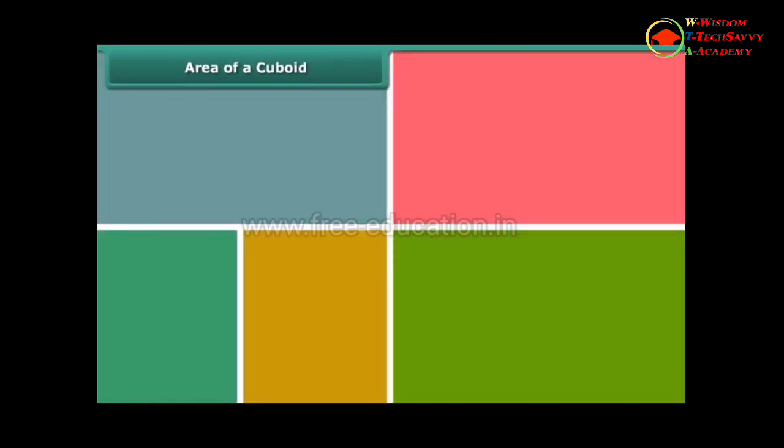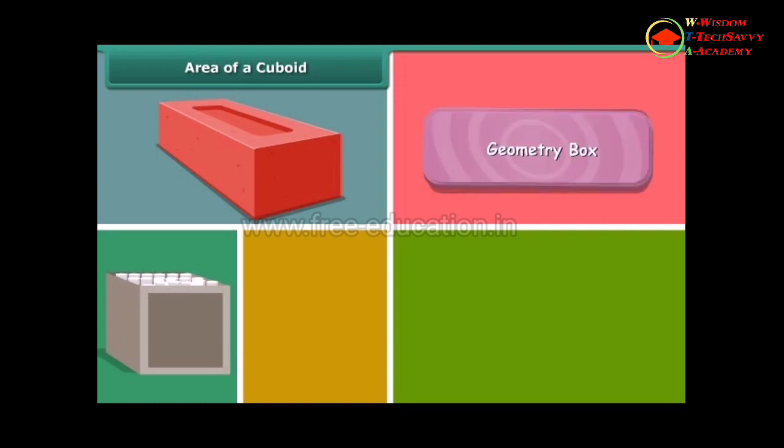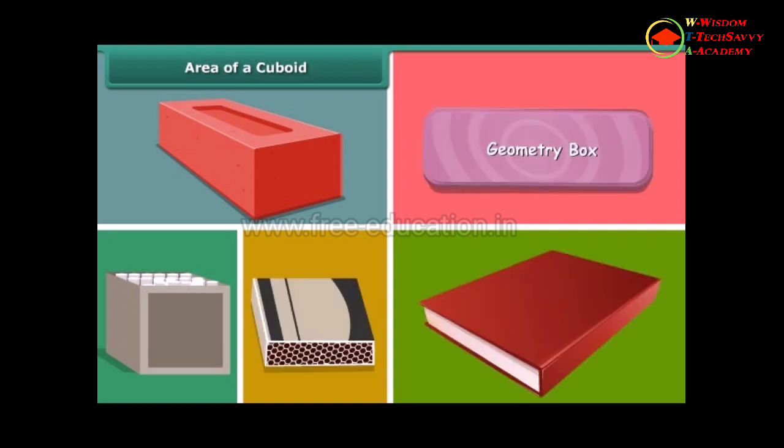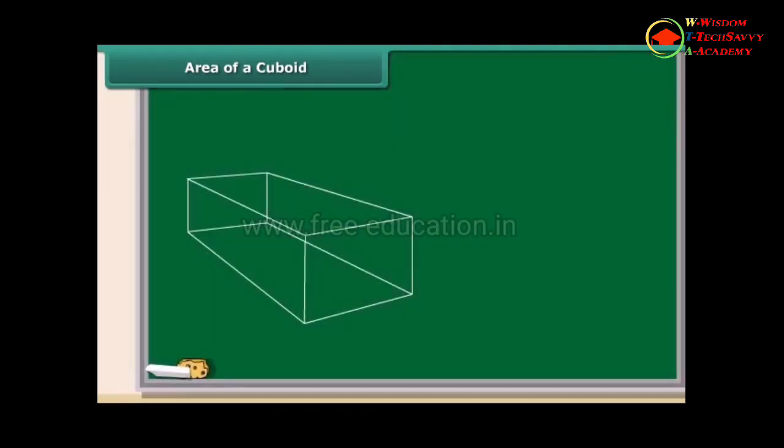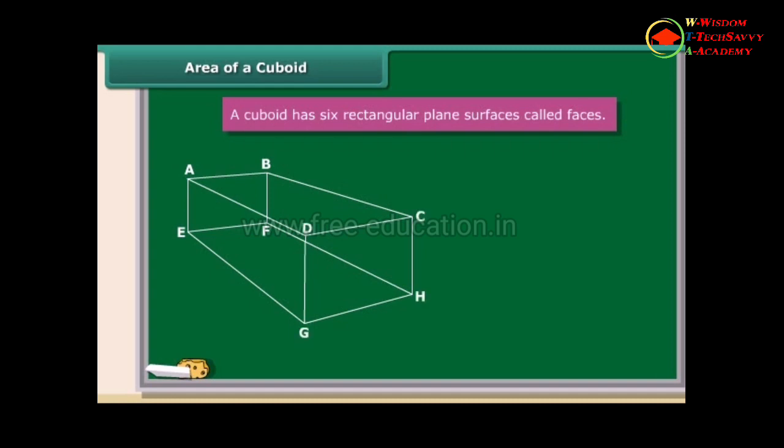Just guess the shape of brick, chalk box, geometrical box, matchbox, and a book. That's right. These are all examples of cuboids. A cuboid has 6 rectangular plane surfaces called faces. So you can say ABCD, ABEF, BCHF, EFHG, ADGE, and DCHG are the faces of the given cuboid. Two adjacent faces that meet along a line segment is called an edge.